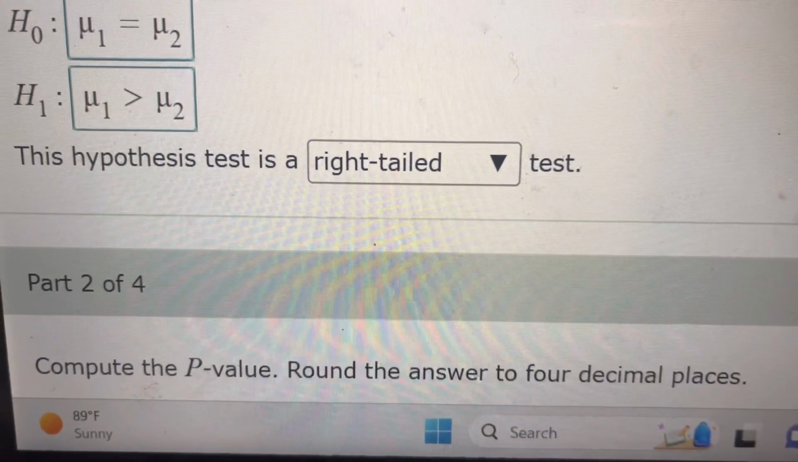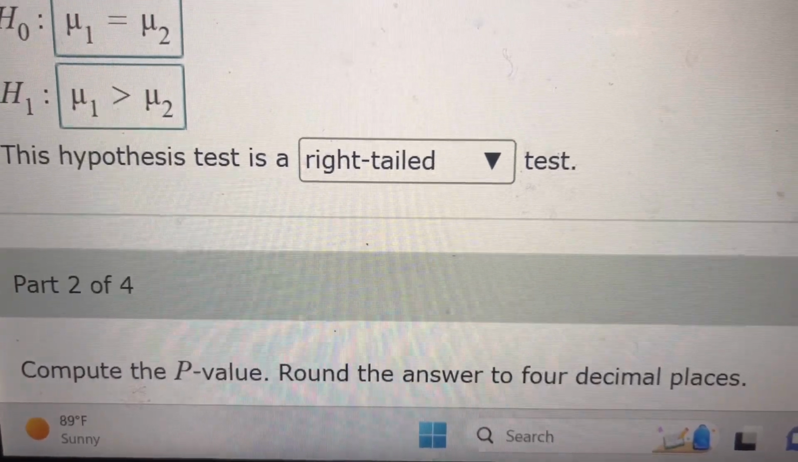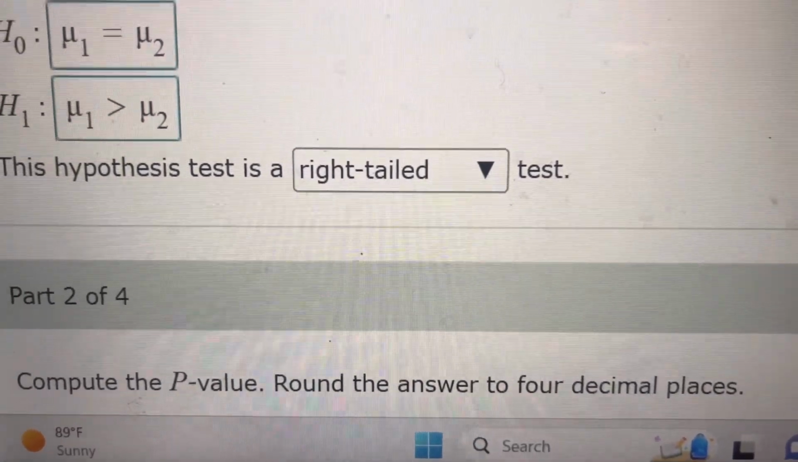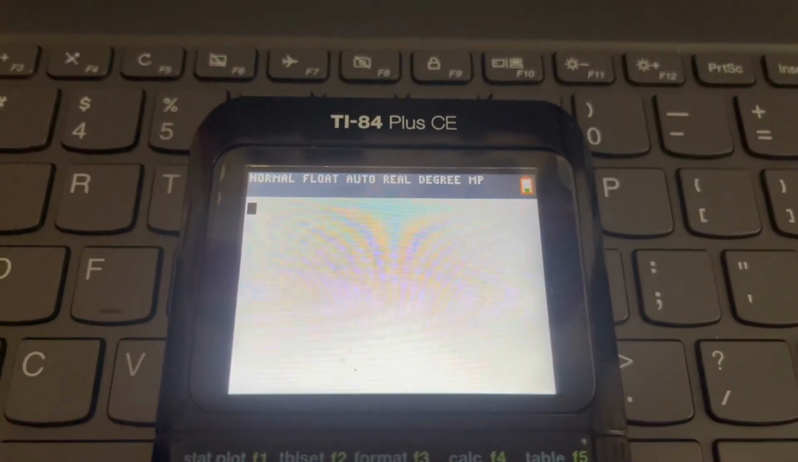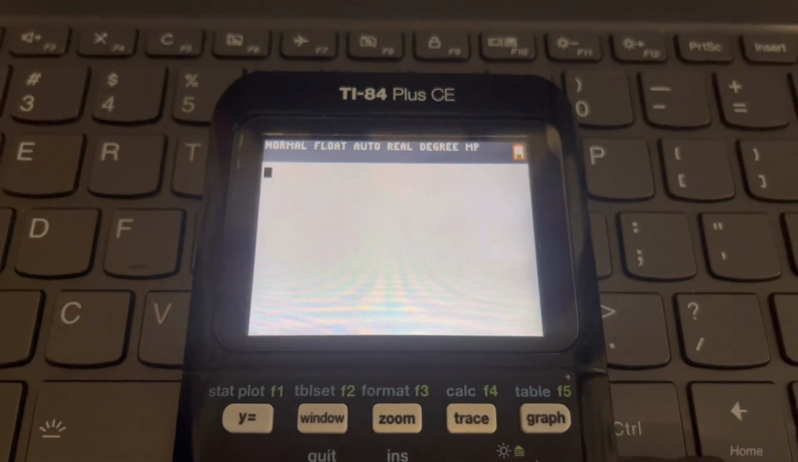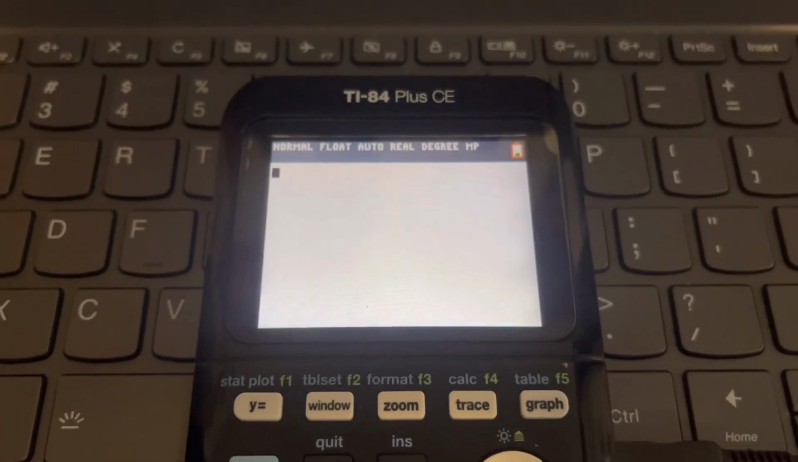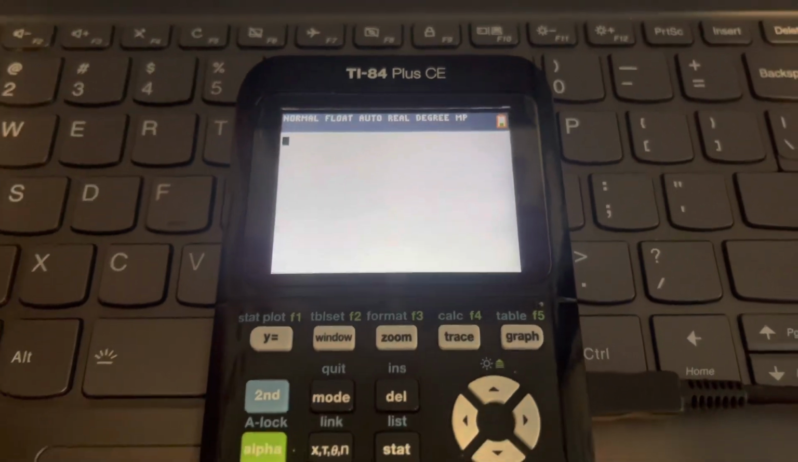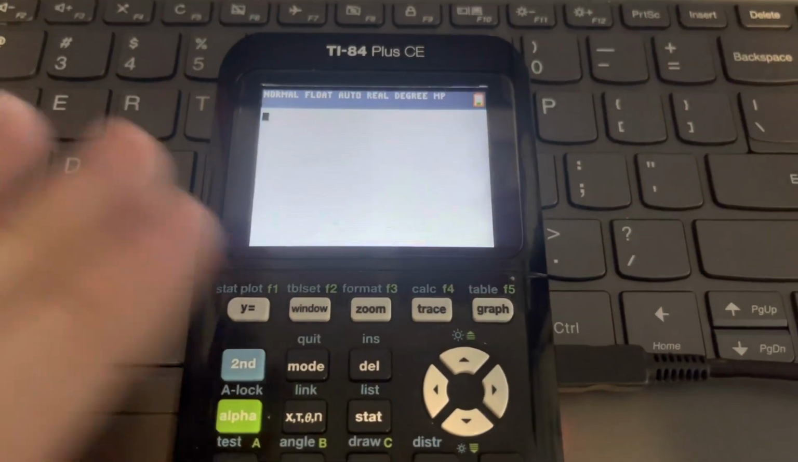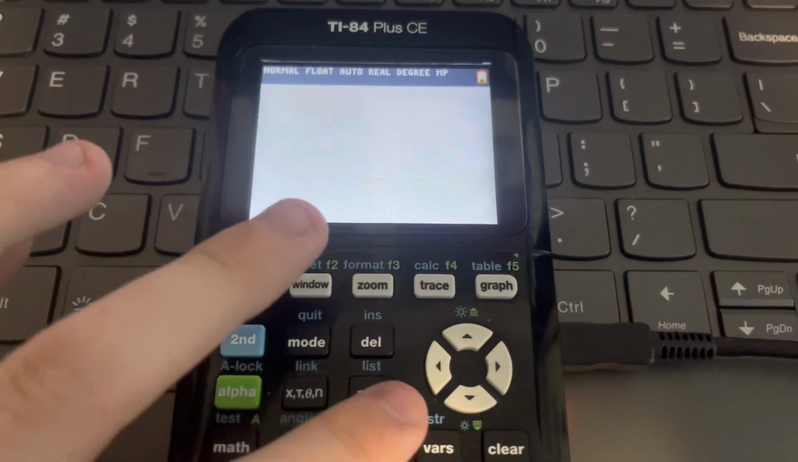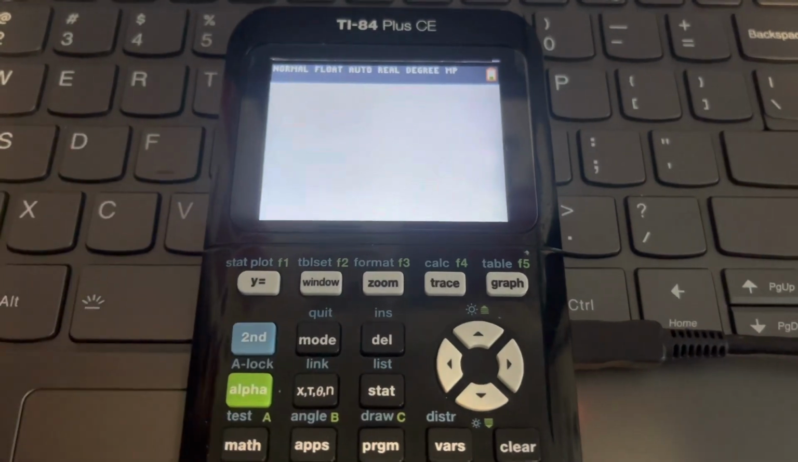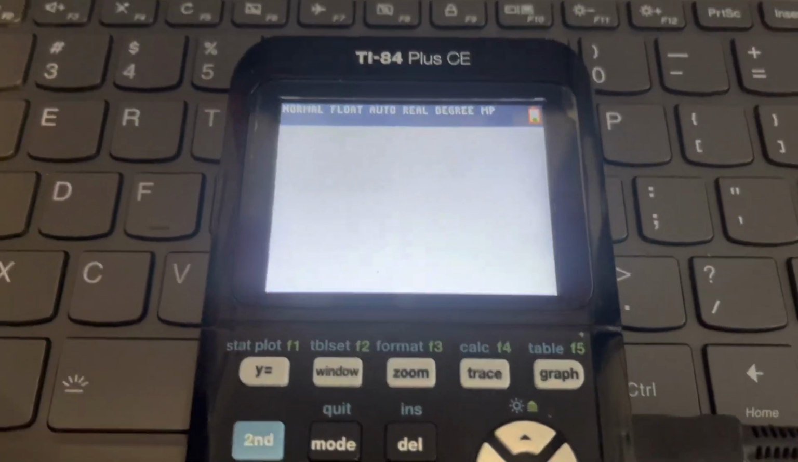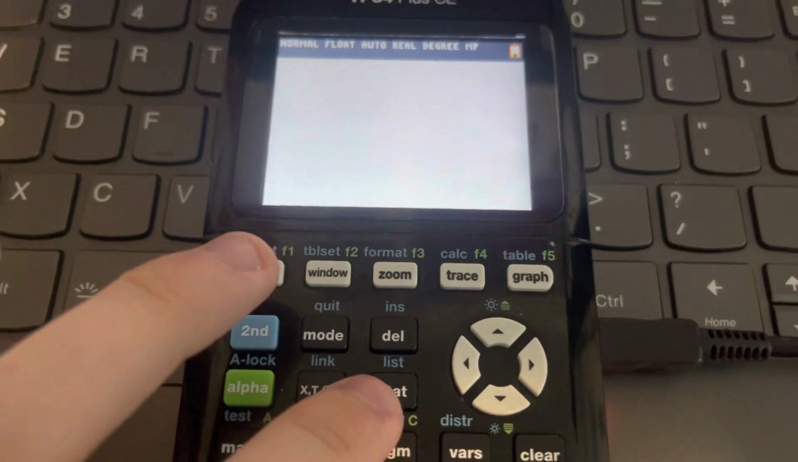Alright, the second part that they're going to ask is to compute the p-value and round the answer to 4 decimal places. For this you're going to need to take your calculator out in order to solve for the p-value. It's really easy. You just have to know where exactly to find the stat function in order to solve it correctly. So first we go to stat.